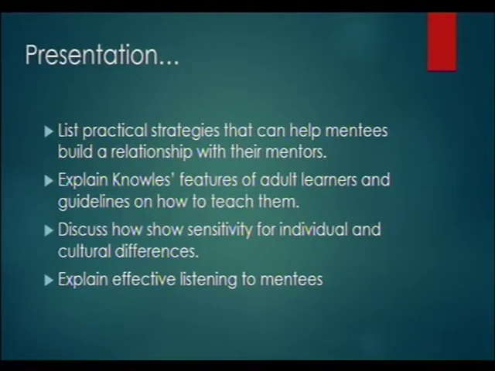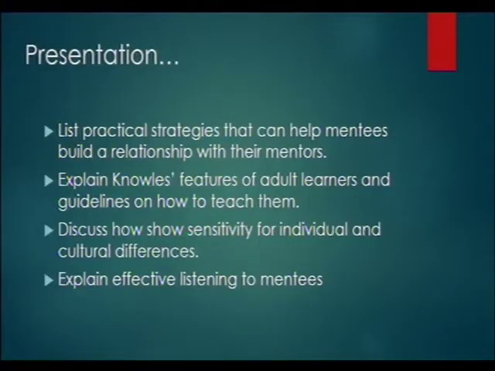A mentee should have a good relationship with a mentor. Otherwise, mentorship cannot practically take place. So you must be able to list these practical strategies and understand them also. As I said, today you are a mentee, tomorrow you are a mentor. Then you must emulate good examples if you acquire these necessary skills.